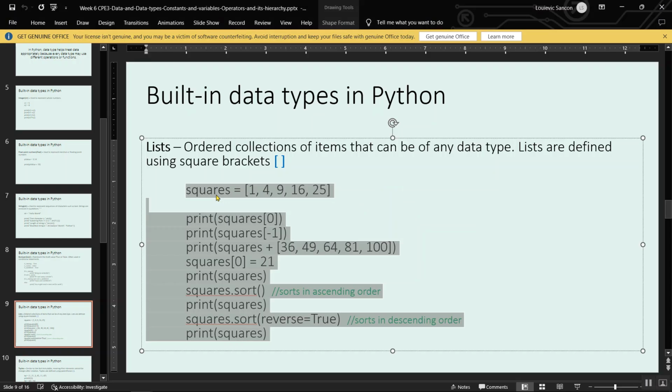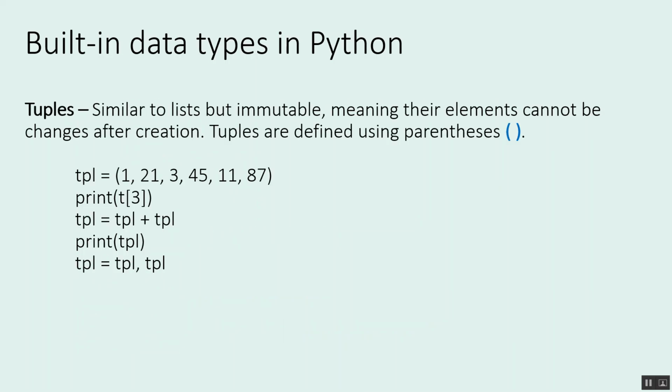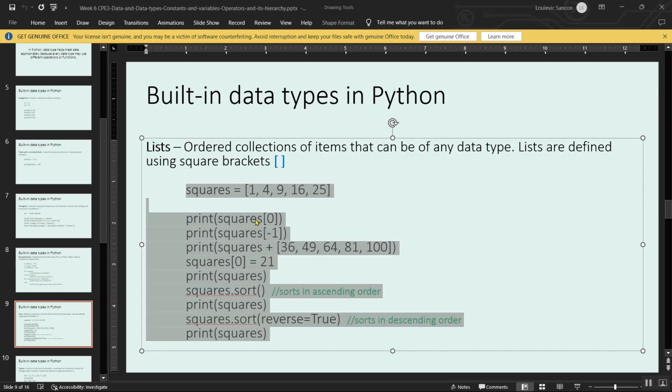So next, tuples. Tuples are similar to lists but immutable, meaning their elements cannot be changed after creation. Tuples are defined using parentheses. So the difference between tuples and lists is that tuples are enclosed inside open and close parentheses, and then you cannot actually update the elements of a tuple. Okay, so let's try it.